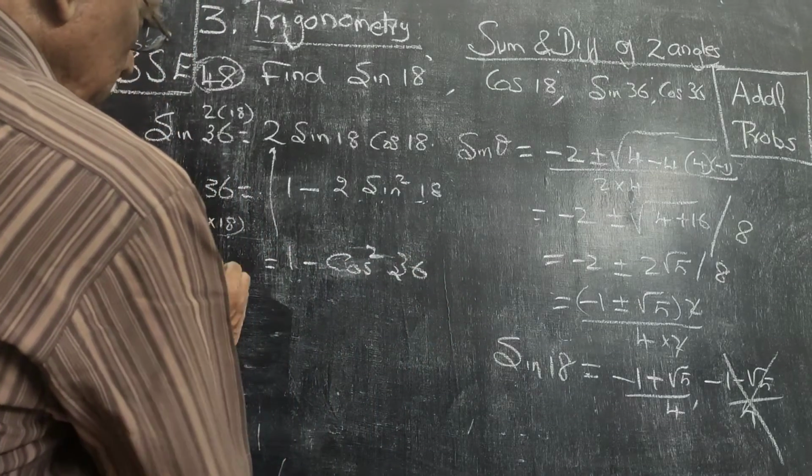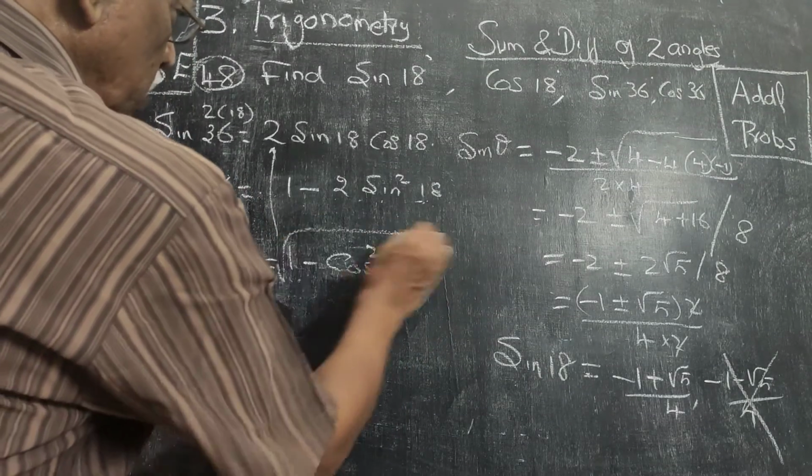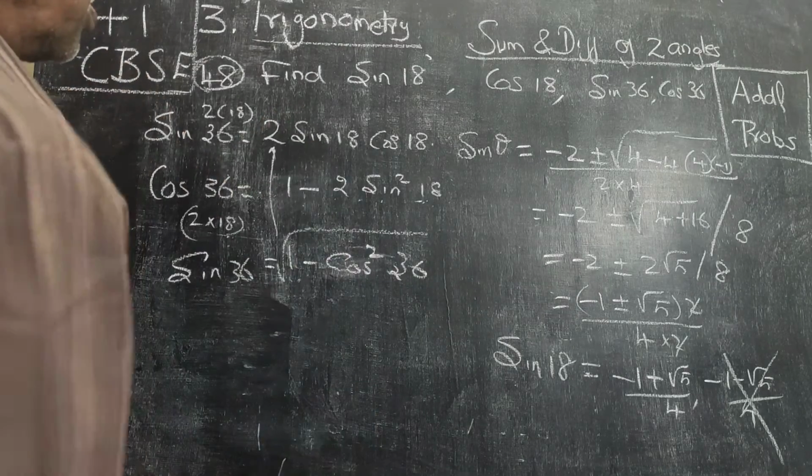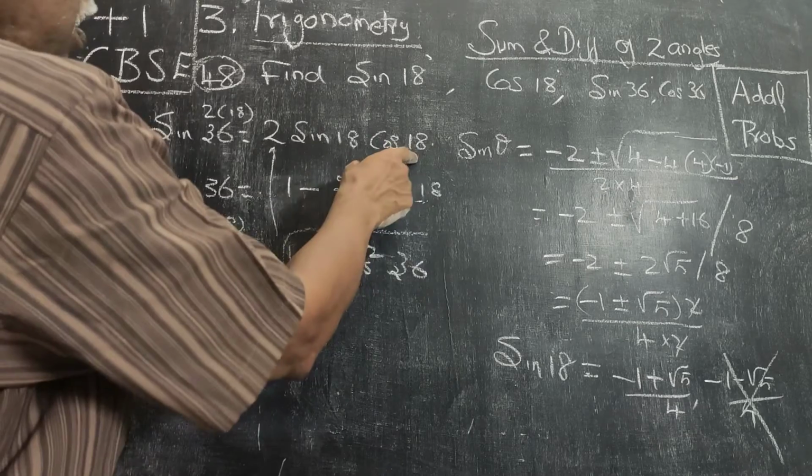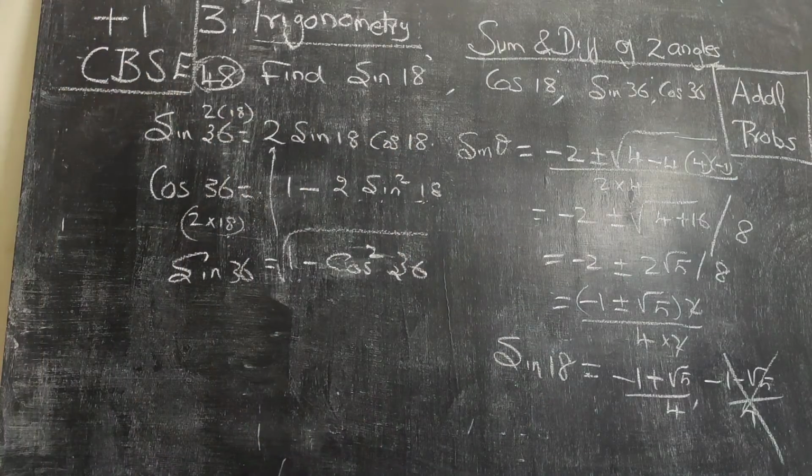Once you get cos 36, you can go for sin 36 as the square root of 1 minus cos square 36. Or you can use this formula also: sin 2 theta is 2 sin theta cos theta, so 2 sin 18 cos 18. Both the values you know, substitute and get the answer. So that is the 48th problem. Now I go for 49.